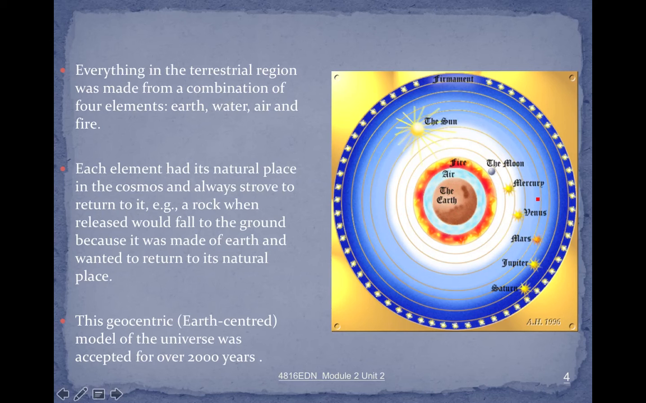Everything in the terrestrial region was made from a combination of 4 elements. This is our early chemistry: earth, water, air and fire. Each element had its natural place in the cosmos and always strove to return to it. Back before we had ideas about gravity, a rock when released would fall to the ground because it was made of earth and it just wanted to return to its natural place. So that was the explanation. We didn't have the explanation of masses attracting other masses back then. That wasn't developed. This geocentric, or Earth-centered, model of the universe was accepted for over 2,000 years.